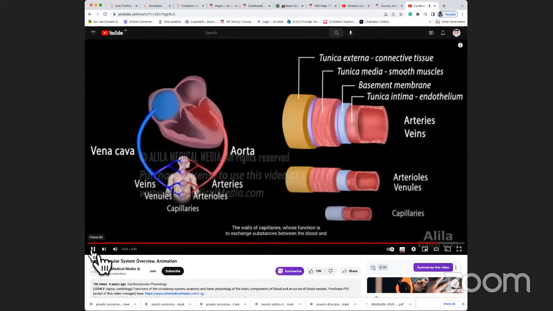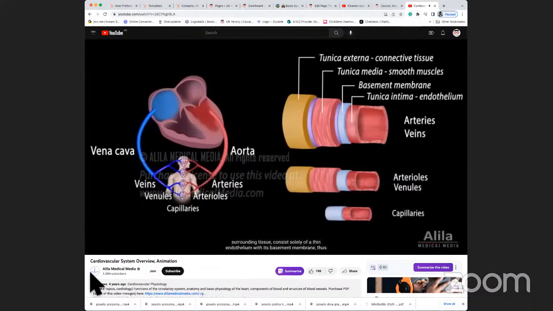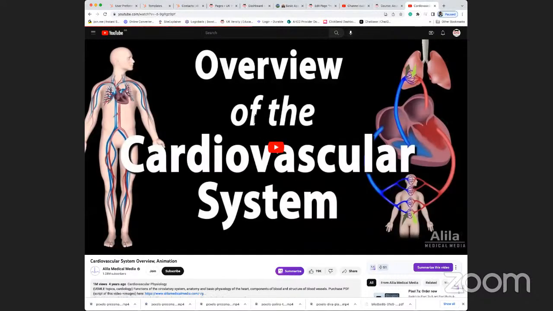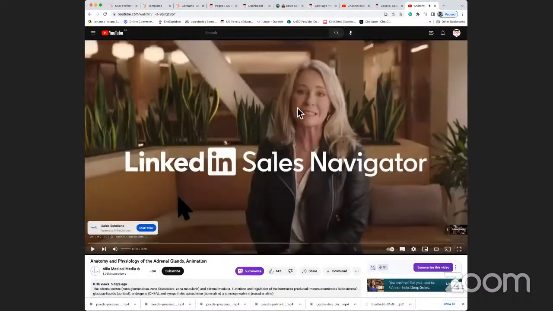The walls of capillaries, whose function is to exchange substances between the blood and surrounding tissue, consist solely of a thin endothelium with its basement membrane, thus permitting easy diffusion of blood solutes. As you can see, this particular video gives you, I would say, an overview of how the cardiovascular system actually works.